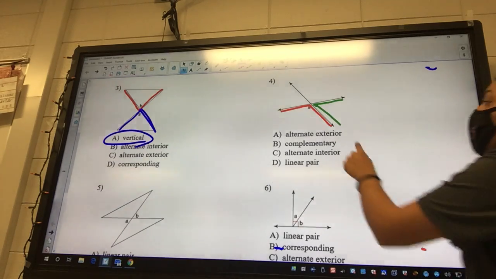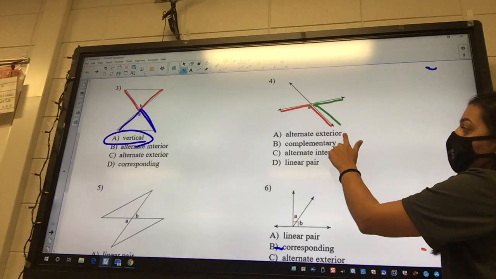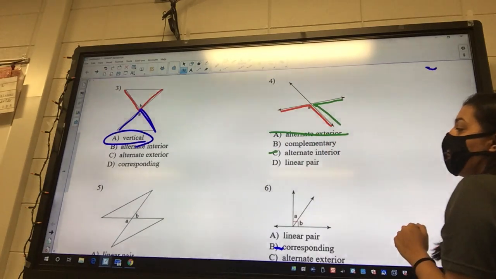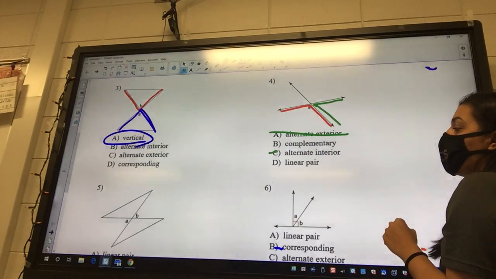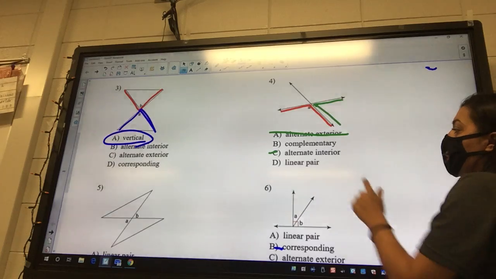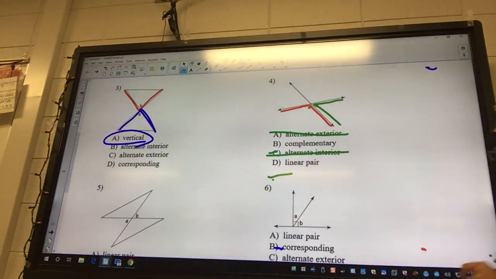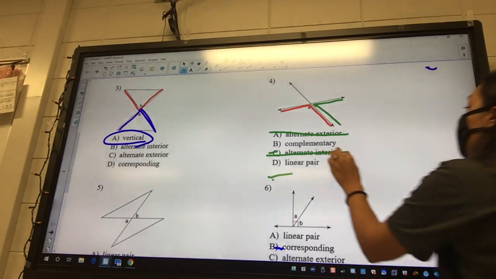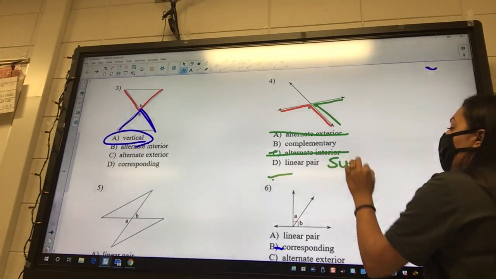Okay, is this even one of our vocab words? No, so we can cross off A. Complementary is one of our vocab words. Alternate interior? That's not one of our vocab words. So, is it complementary or linear pair? And what's another word for linear pair? Straight angle or supplementary.